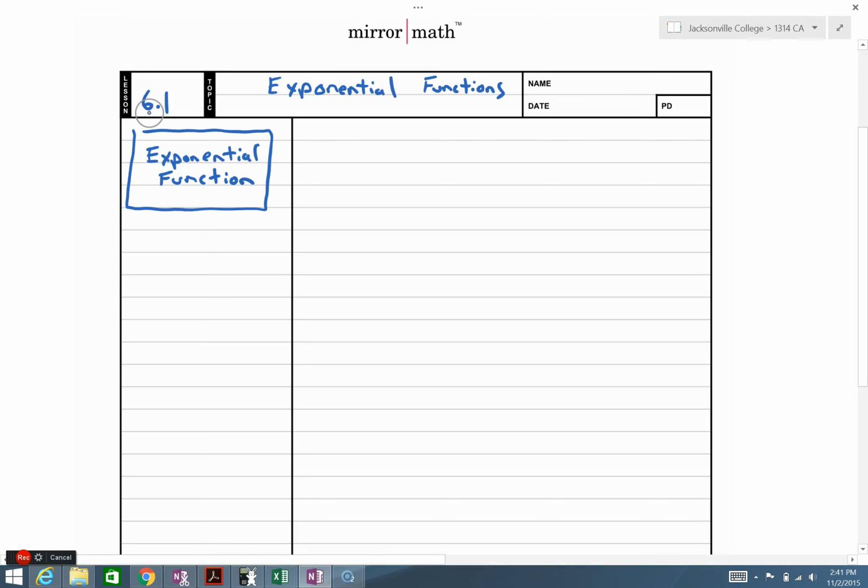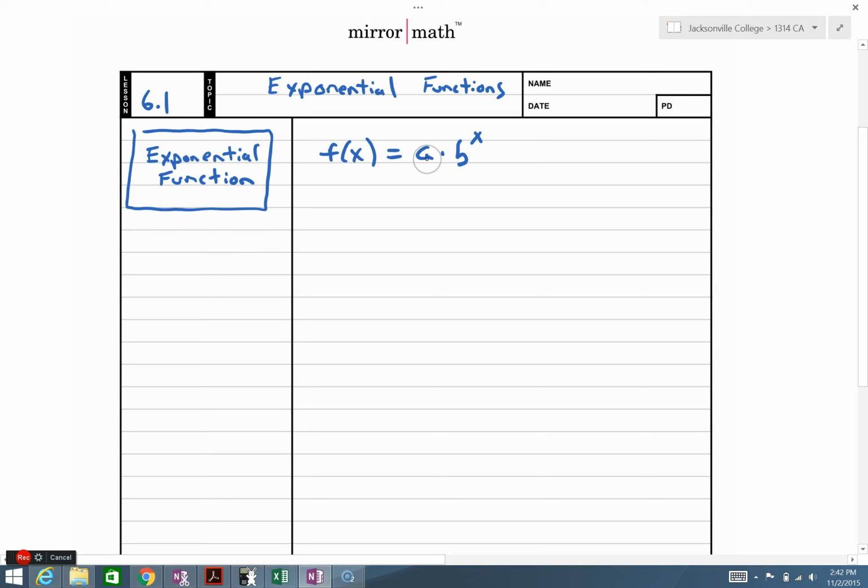In this video, we'll be looking at 6.1 exponential functions. An exponential function is a function in the form f of x or y equals a times b to the x power. What you'll notice that's different about this type of function is that the independent variable, our input, is in the exponent. We're going to be inputting some x up here in the exponent. That's why it's called an exponential function.